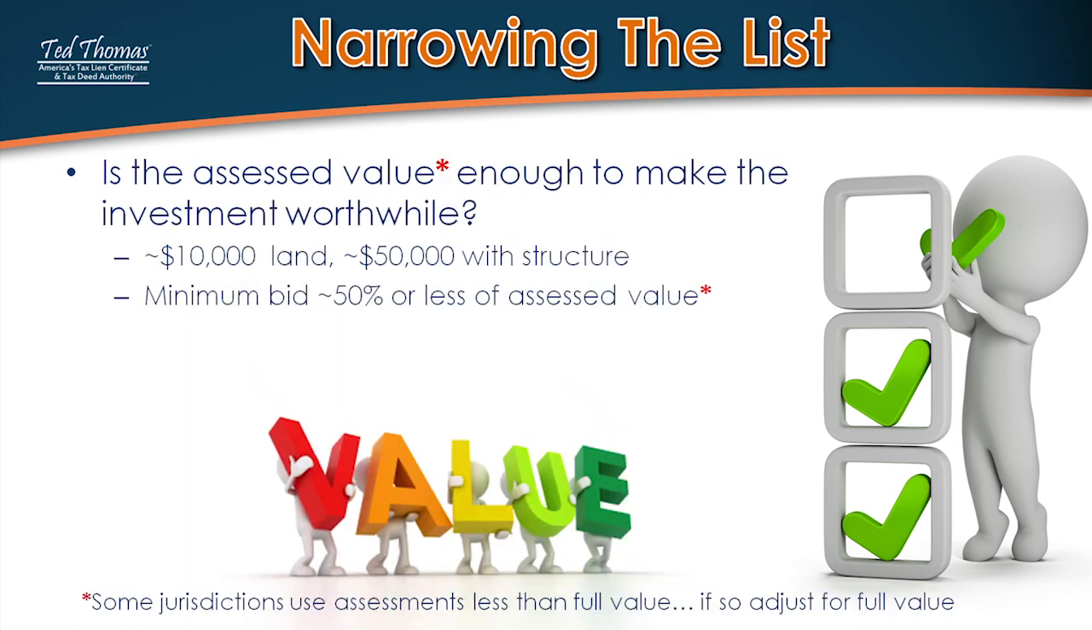Second, is the assessed value enough to make the investment worthwhile? If the property is only worth a few $1,000s, to put a lot of energy into spending $1,000 on a $3,000 property doesn't make a lot of sense because your return on investment after expenses is not going to be very good. So my guideline for me personally, and yours might be more or less, is land that is worth at least $10,000 in assessed value, or if there's a structure on it, at least $50,000, and with a minimum bid 50% or less of the assessed value.